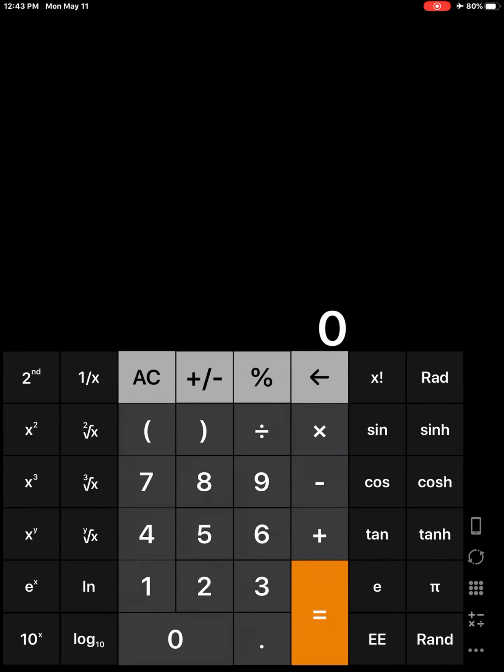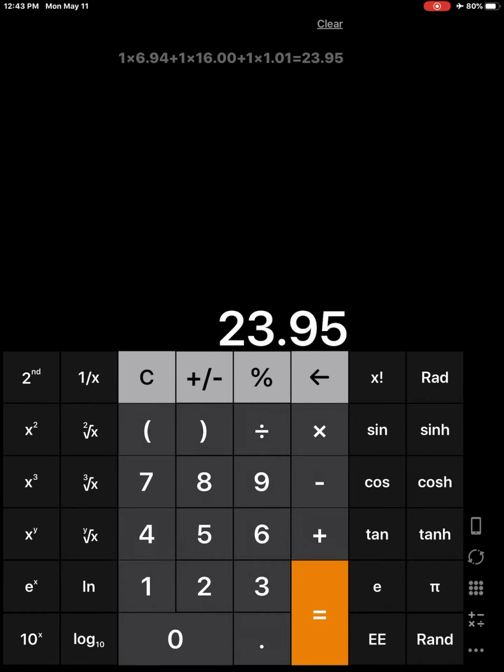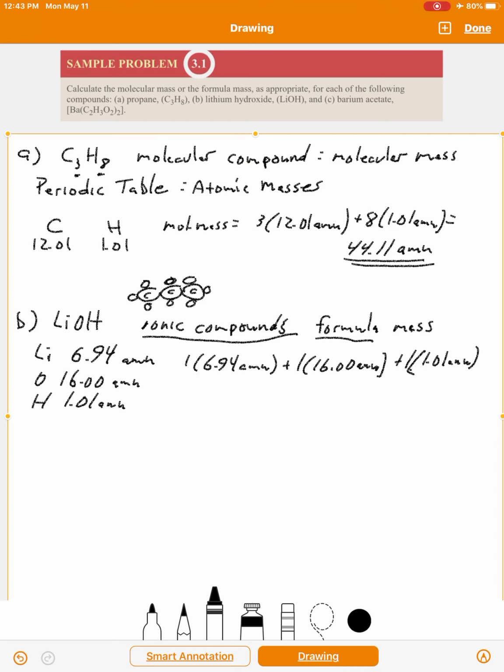I'll clear this out. So 1 times 6.94 plus 1 times 16.00 plus 1 times 1.01, 23.95 AMU. Okay, easy enough, right? So the formula mass of lithium hydroxide is lower than that of propane, C3H8. So let's do the last one.